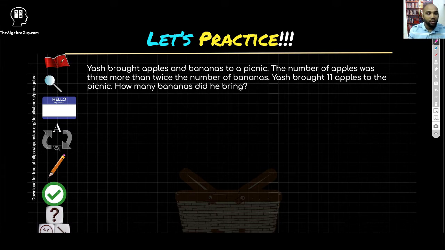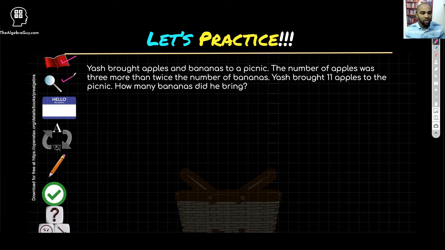But let's check off. Did we read it? Yes. Do we understand all the words? Yes. Do we understand what they're saying? Let's read it again. He brought apples and bananas to a picnic. The number of apples was 3 more, so he has more apples, 3 more than twice the number of bananas. Yash brought 11 apples to the picnic. How many bananas did he bring?